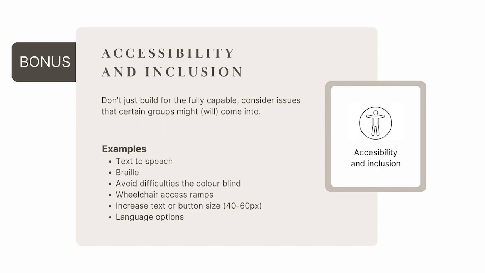And then this is not in the original theory of the 10 heuristics, but pretty much everyone adds it to it now. So accessibility and inclusion is super, super important these days. Well, I mean, it was important before, but not as focused on. So there will be users that use your product that might be handicapped in some way. So in the real world, you've got wheelchair ramps, braille, but in digital products, you want to think about text to speech.